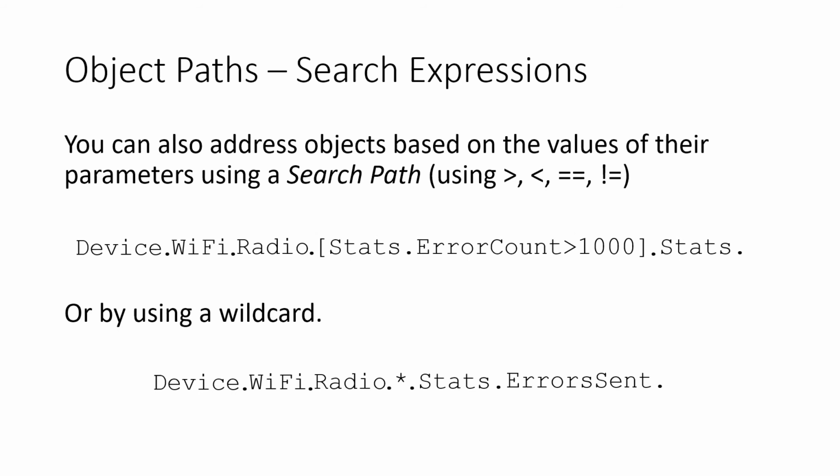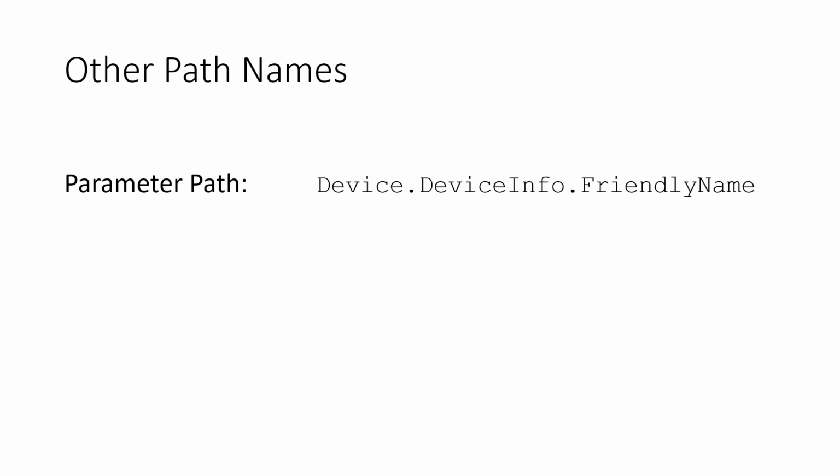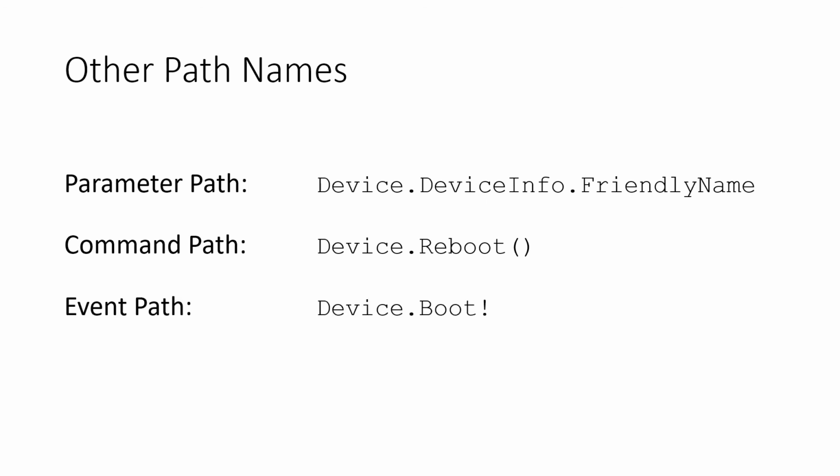In addition to addressing objects, path names are used to address parameters, commands, and events. Parameters are addressed simply by ending the path with a parameter name. Commands are addressed by ending the path with the command name, followed by an open and close parentheses. Events are addressed by ending the path with an event name, followed by an exclamation point.